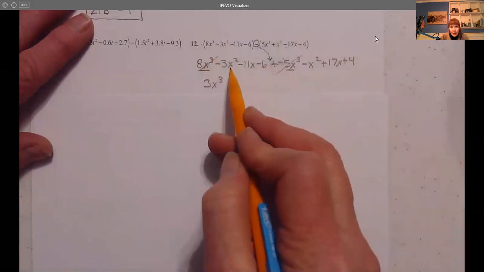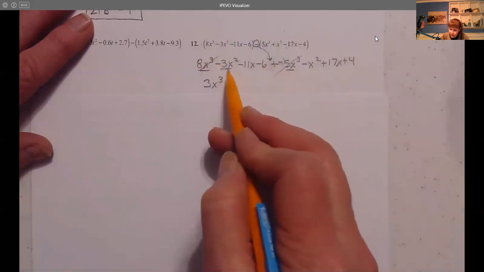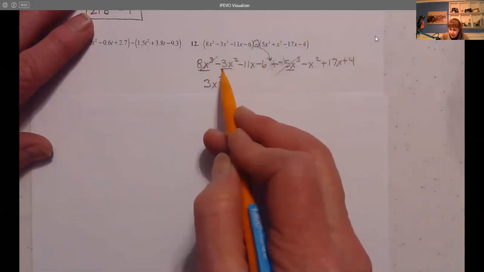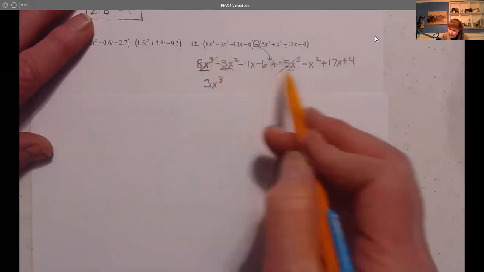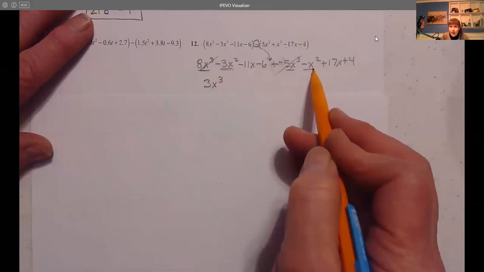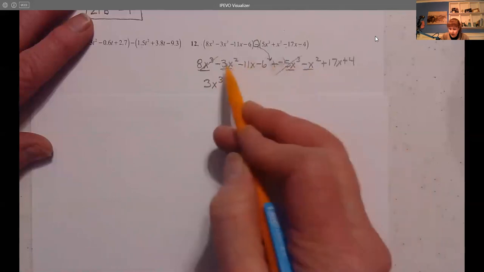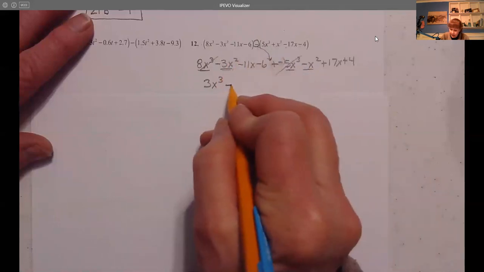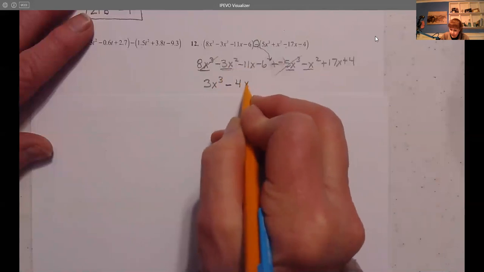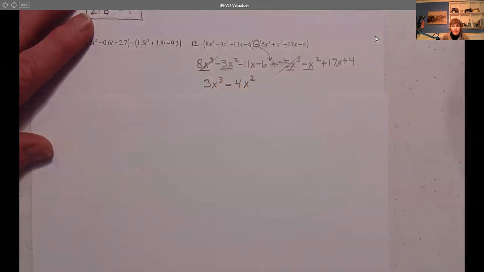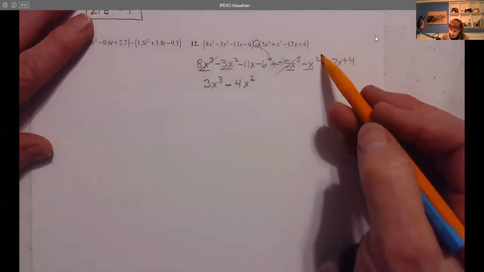Looking at our x squareds next, I've got a negative 3x squared. You do need to include that negative. Negative 3x squared and a negative 1x squared. It's a negative 1 and a negative 3 is a minus 4x squareds. Okay, when you combine those.